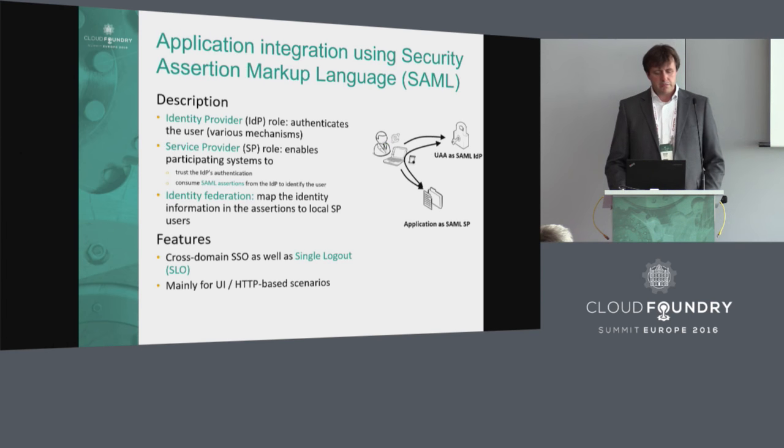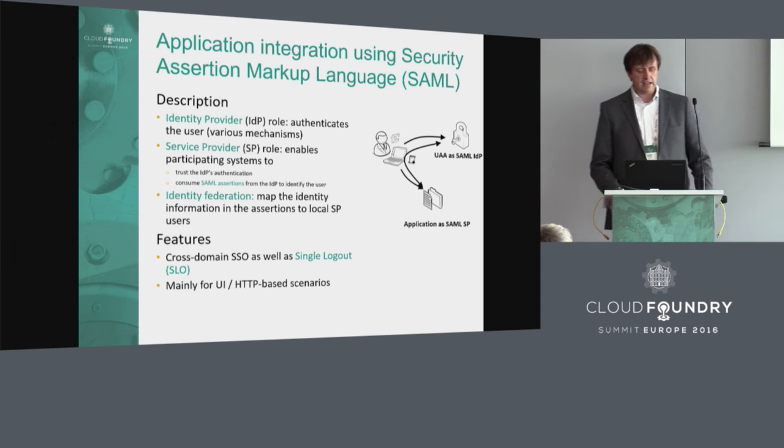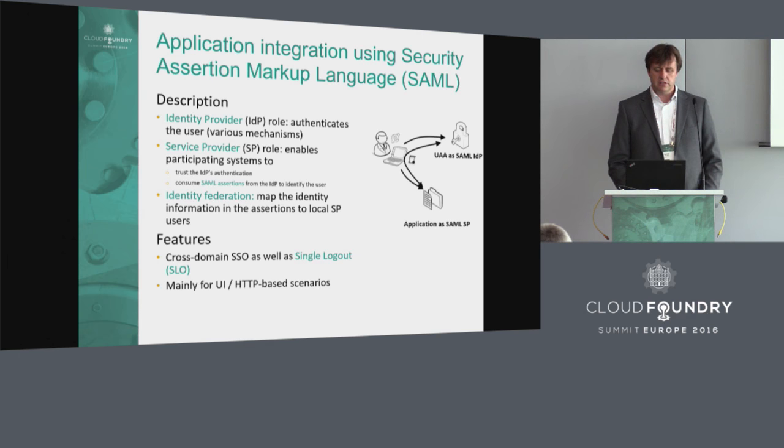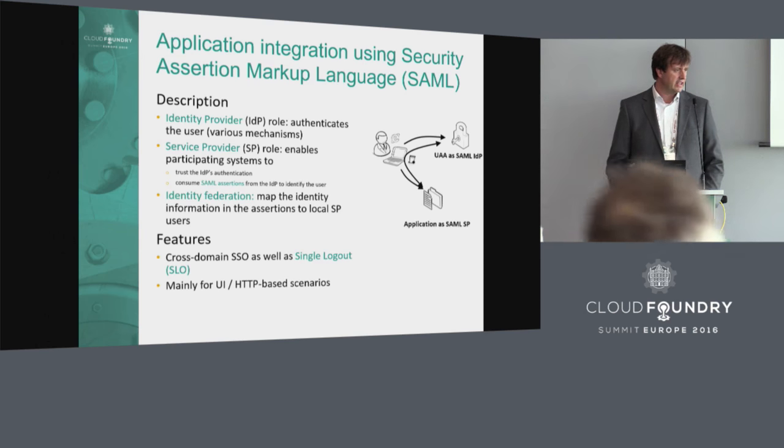Okay. The other option of integrating is by using the SAML 2 protocol. What has recently been added to the UAA is the capability to act as an identity provider. And when acting as an identity provider, the user would access the application, it would get redirected using the SAML service provider protocols to the UAA. The UAA would authenticate the user, issue a SAML assertion, and this SAML assertion would then be sent back to the application, and the application validates the SAML assertion, assuming everything is fine, authenticates the user.